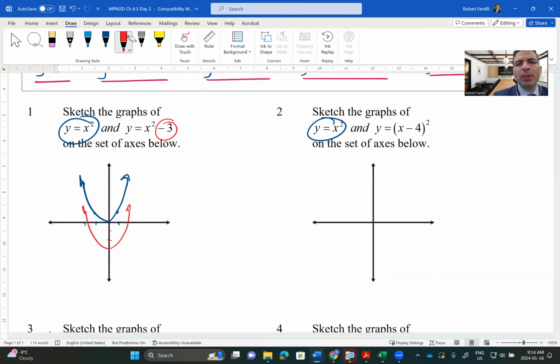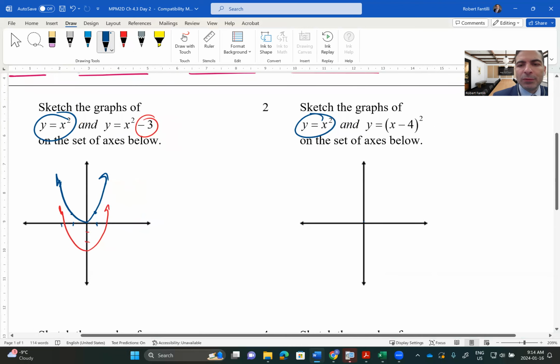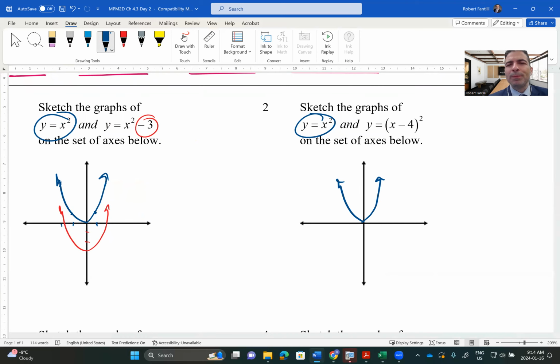Let's take a look at number 2. If we sketch the parent parabola again, just as a point of reference. Okay, we've got the parent parabola, and now it says it's x minus 4.